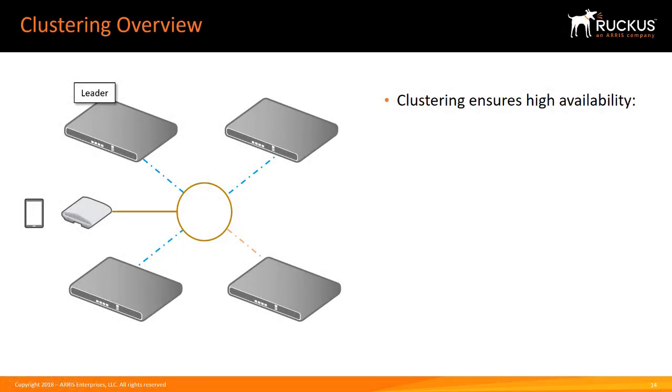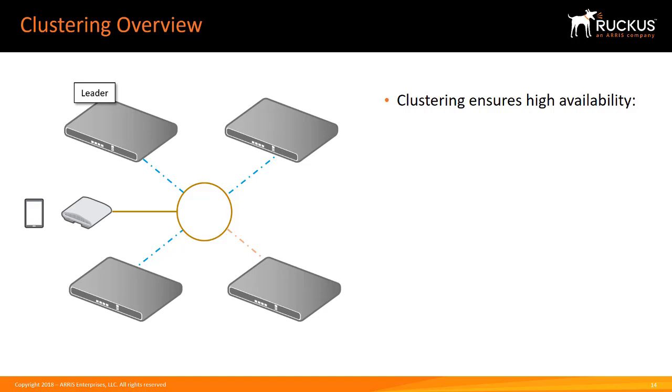In our graphic here we're showing SmartZone 100s, but clustering is the same. The operations are identical across all platforms. The only restriction is that cluster nodes must all be of the same type. You can't mix virtual and appliance nodes in a cluster, and you can't mix high scale and essentials in a cluster. Clustering ensures high availability.